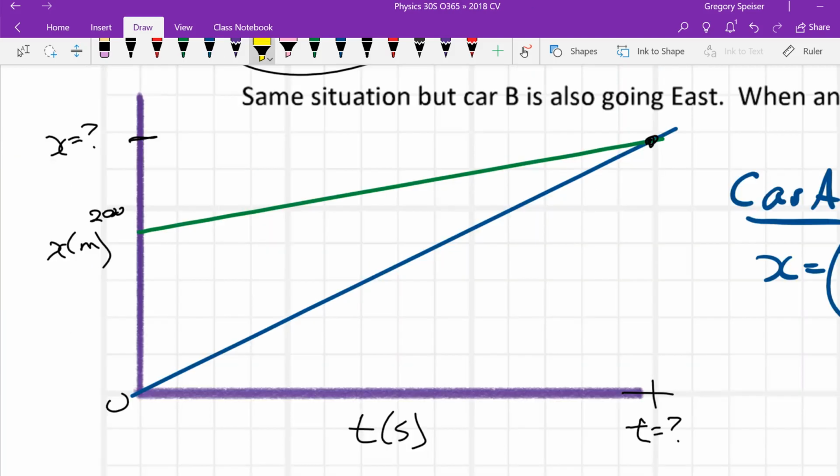Okay, so I didn't really do a graphical solution. I just sketched one here, and I made sure that my car A is a steeper line than car B. Car B, my green one, starts at 200 over there, and it has a less steep line than the blue one. So I identified here that these are my unknowns. I don't know what time they meet, and I don't know the position that they meet.